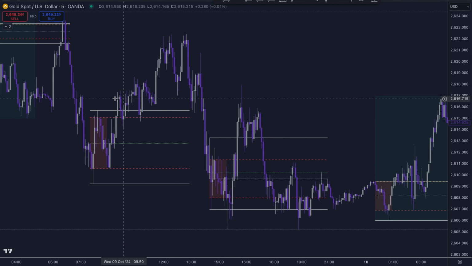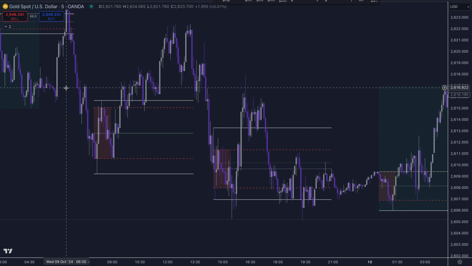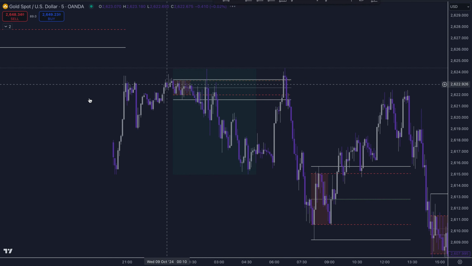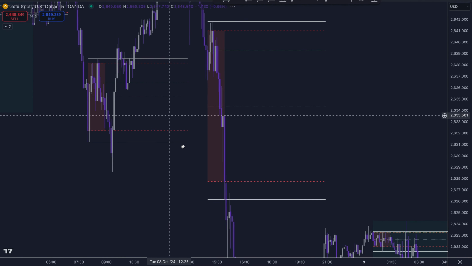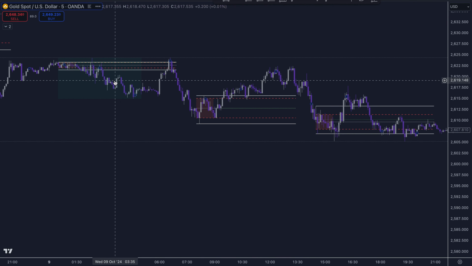But if we do stay away from the higher impact news and we trade on a day that doesn't really have any red folders, we'll see that price tends to stick to what we're saying. So another model that I will actually include is this key example here.